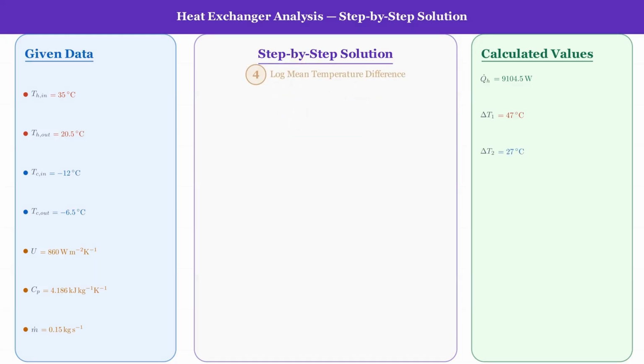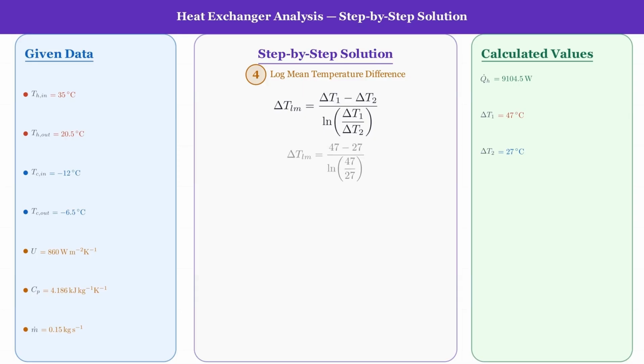Step 4. The log mean temperature difference, the central quantity of this method. The LMTD is derived by integrating the local heat transfer rate equation along the exchanger length. The result, under the assumptions of constant U and constant specific heats, is delta TLM equals the quantity delta T1 minus delta T2 divided by the natural logarithm of delta T1 over delta T2. This formula is not empirical. It is the exact analytical result of that integration. The logarithm in the denominator applies appropriate weighting. It assigns less influence to the regions where the driving force is smaller.